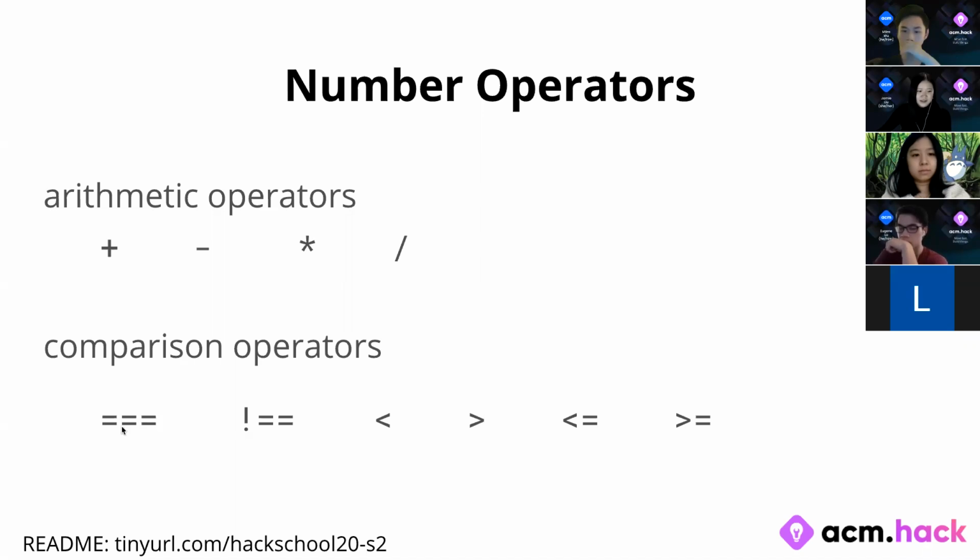First we have these three equals signs, and this just checks for equality. If you have two numbers on each side, we'll check if they're equal. Then we have a not equals, which is just an exclamation point and then two equal signs. And then we have the normal looking math ones: less than, greater than, less than or equal to, and greater than or equal to.